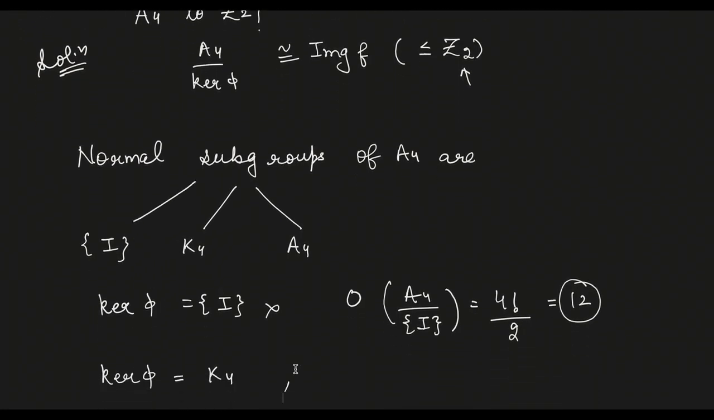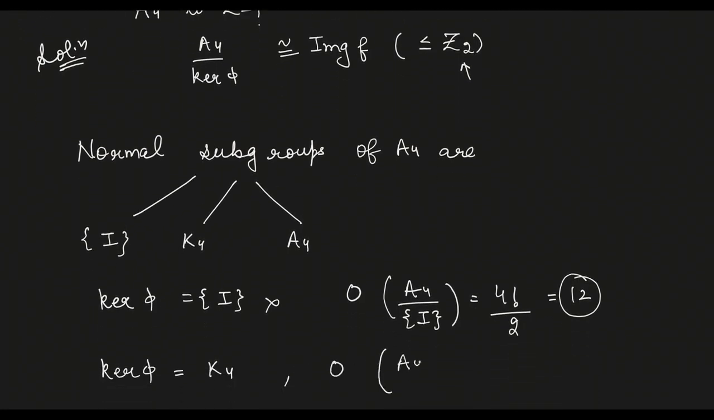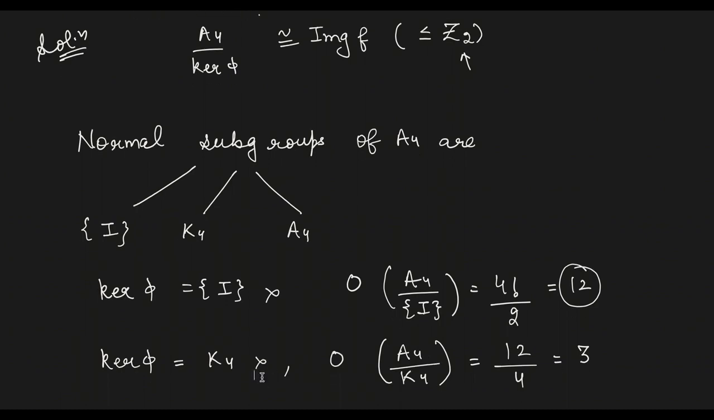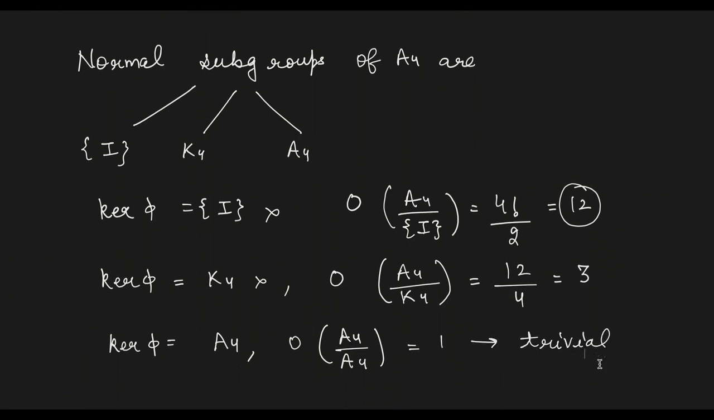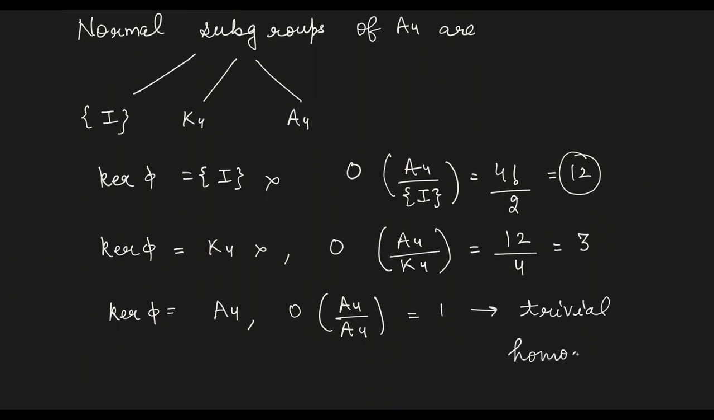So K4, order of A4 by K4. So order of A4 is 12 upon order of K4, it is 4. So 3. Again, it is not possible for Z2 to have a subgroup of order 3. So this is also cancelled. Last is kernel phi equal to A4. In this case, we will have a trivial homomorphism. So there is only one homomorphism between A4 and Z2.